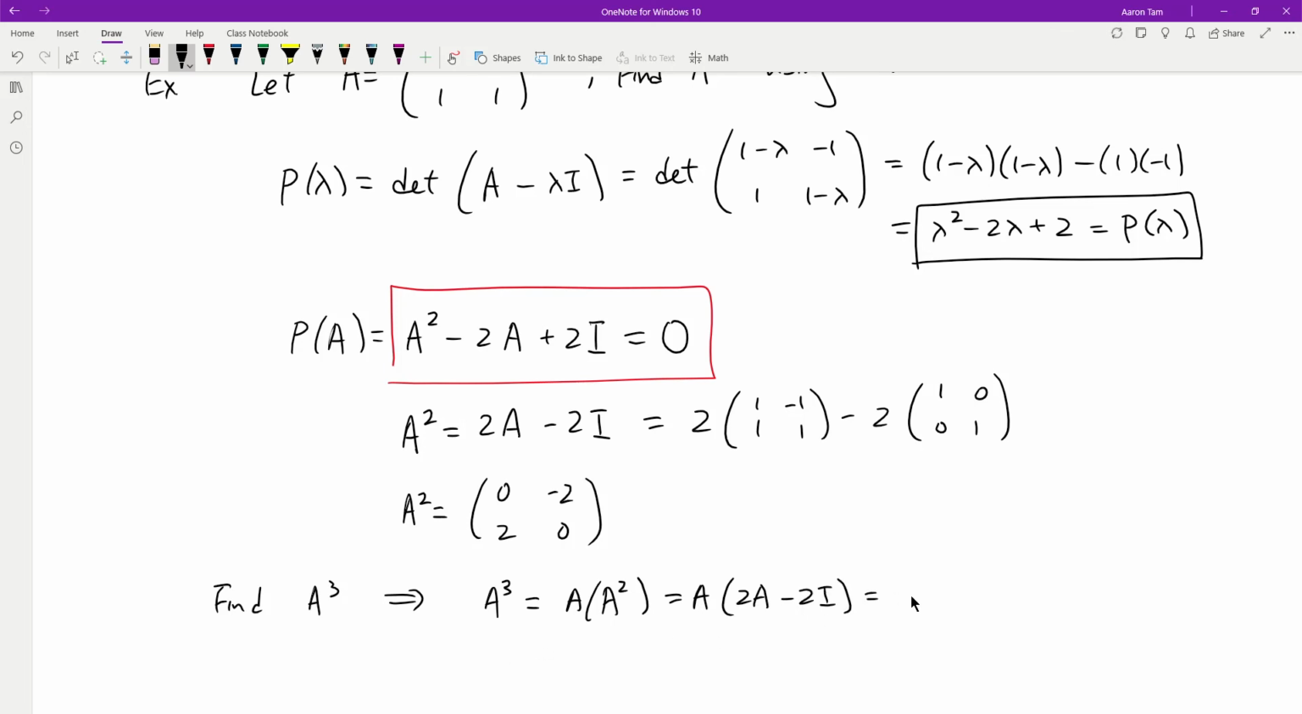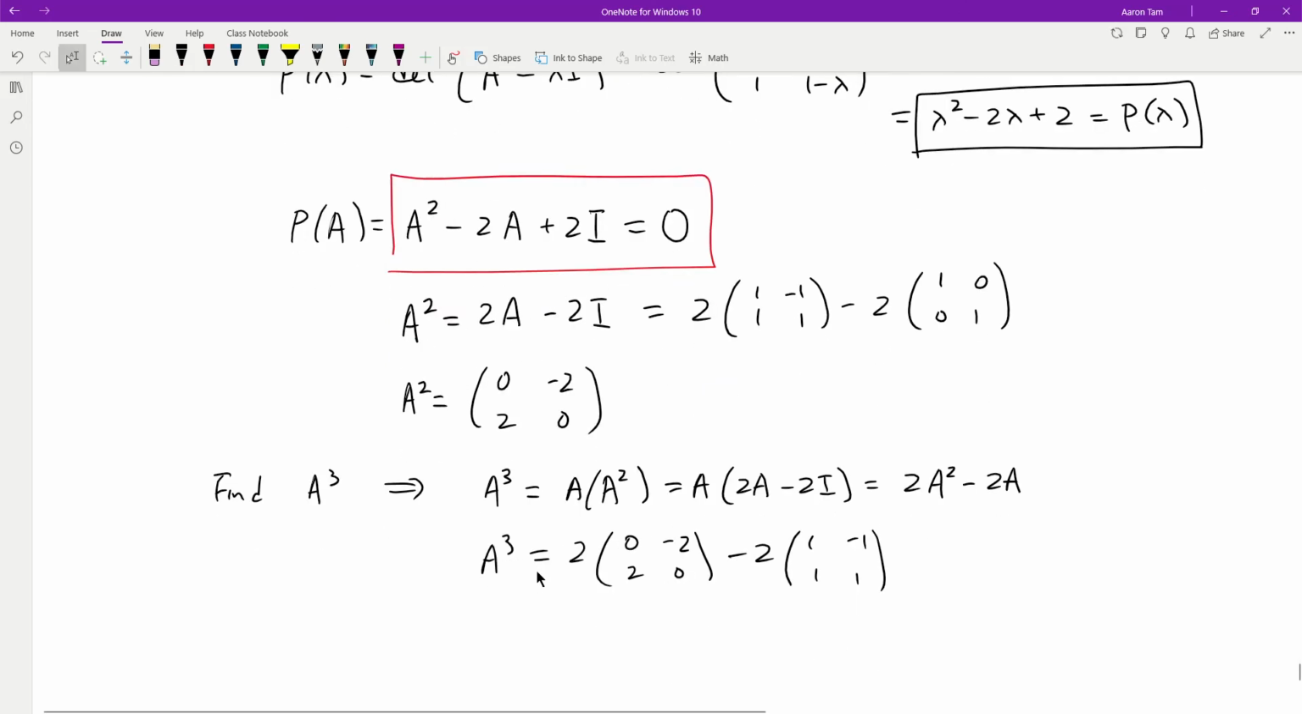So therefore, that's just 2A squared minus 2A. And it just so happens we know A squared already, so I can just plug that in. That will be 2 times [0, -2; 2, 0] minus 2 times A, which we know is [1, -1; 1, 1]. And so, if I do it correctly, A to the third would equal [-2, -2; 2, -2], since negative 4 plus 2 is negative 2, and 2 times 2 is 4, minus 2 is 2.